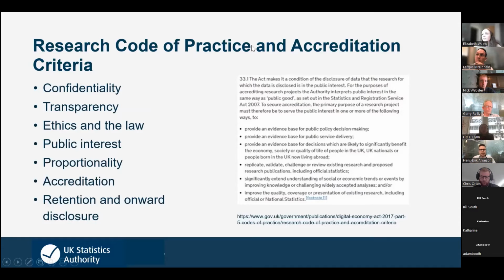The reason why I'm bringing this up is we're often asked by researchers, why do you ask so much information from us at the point of application? Why do we need to give you specific information about the project, its methods, its public good? That's because we're legally required to ensure that the way that you're accessing the data and how it will be handled complies with these legal requirements.